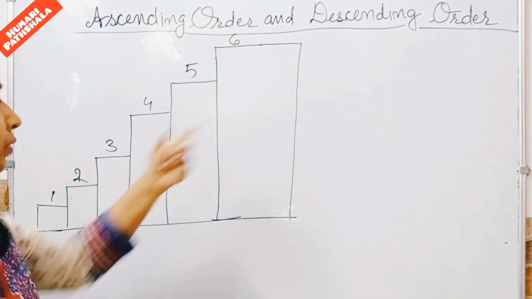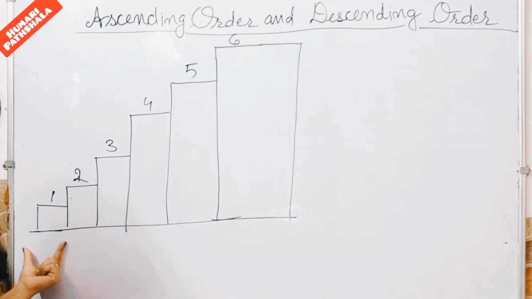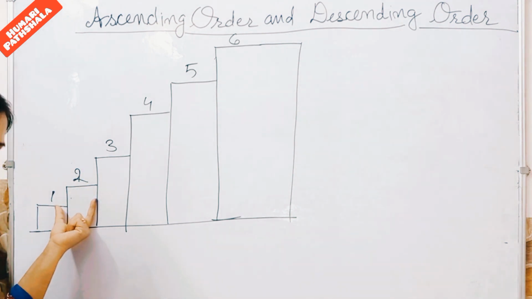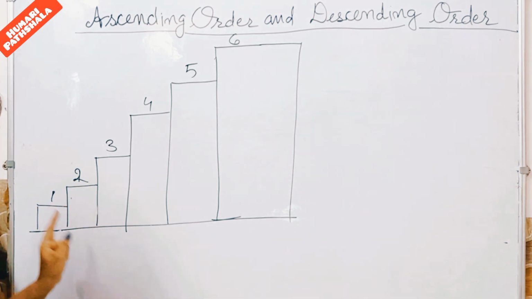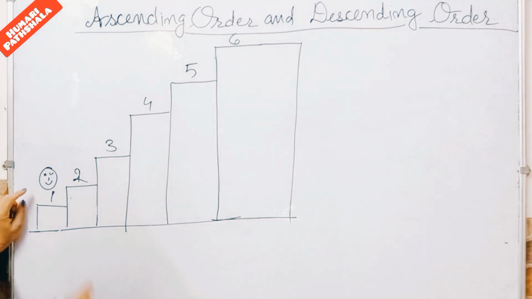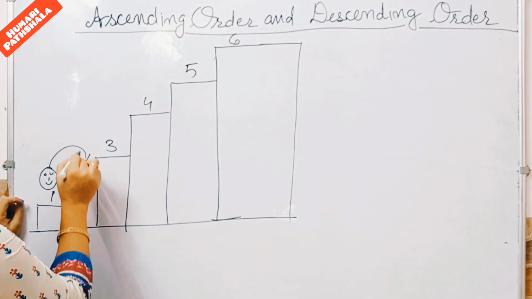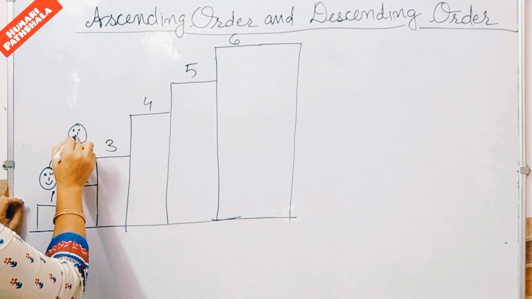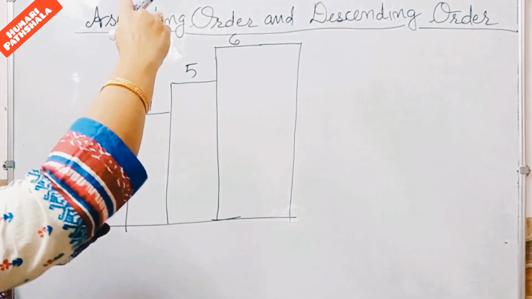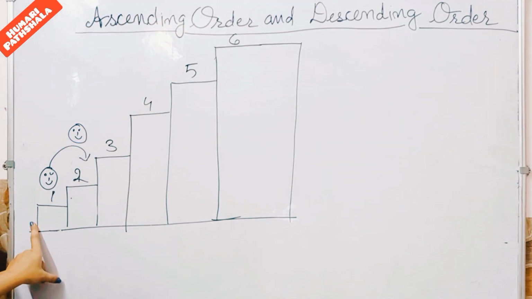Smaller to bigger. I am on step number 1. Now I have to climb on step number 2. When I climb here at step number 2, this step number 2 takes me one step higher than step number 1.